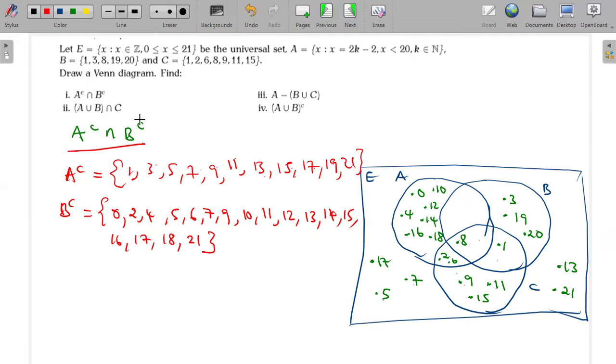Then they're saying A intersect B complement. So now A intersect B complement, you're looking at elements that are common in these sets, that are in both sets. So I look at which elements are appearing in both sets. So when I start looking here, comparing, so you have 5 there, you also have 5 there. So it's common, so 5 there. And then you have 7 there, you have 7 there. You have 9 there, you have 9 there.